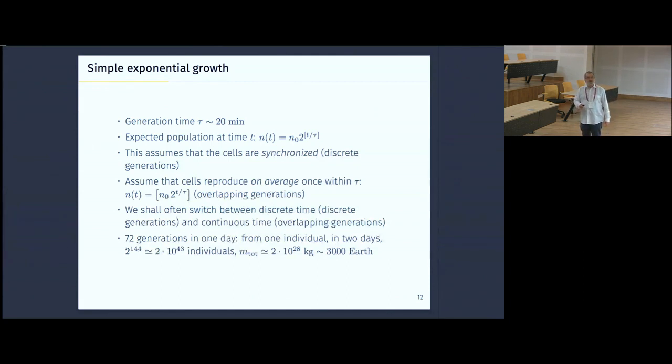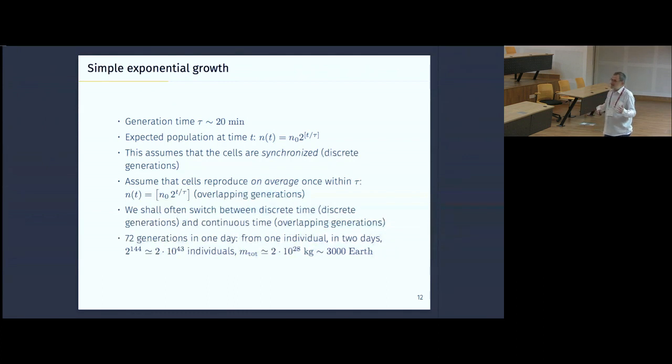So in fact, what you have is something like that, in which the different generations overlap. I would like to use this to introduce the idea of discrete generations, which are synchronized, and overlapping generations, in which the different generations are not synchronized. Also, we shall often switch between discrete time and continuous time descriptions. In discrete time, the equations are iteration equations, and in continuous time, we will have differential equations.